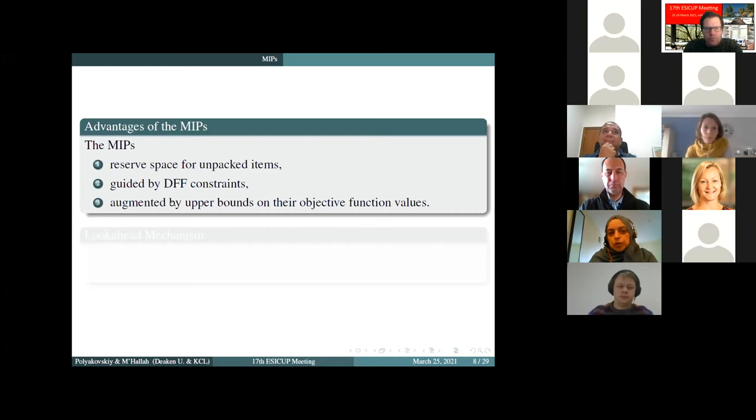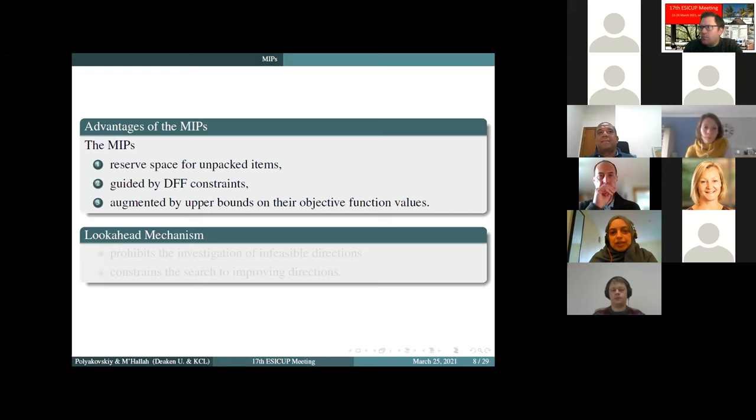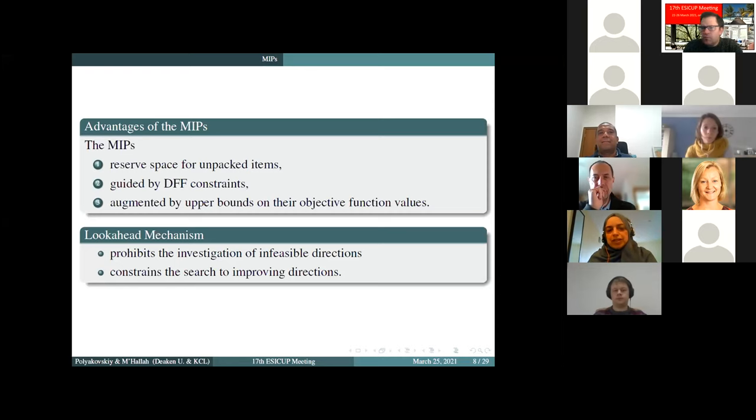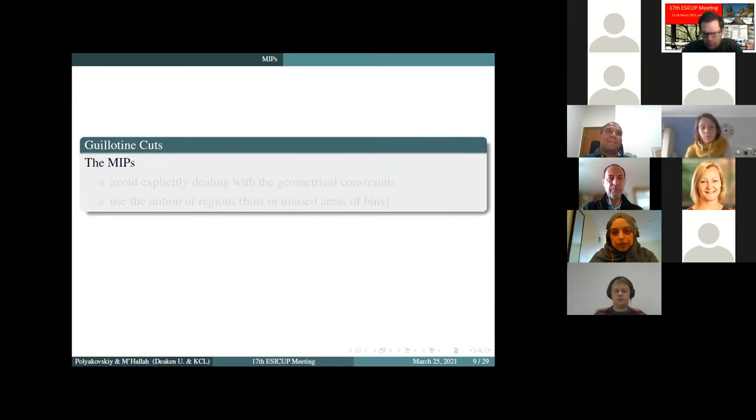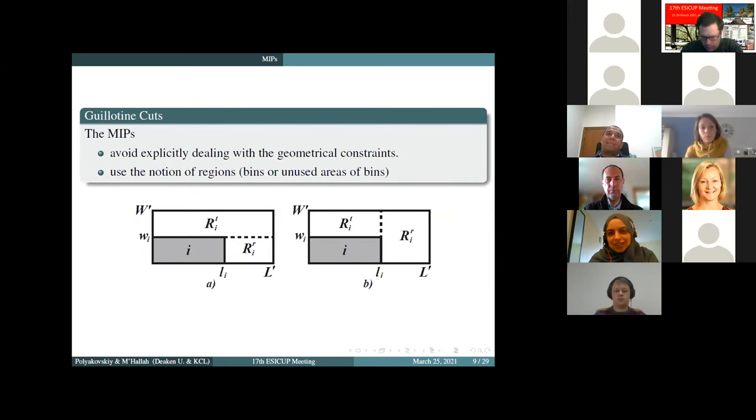And then we are going to also augment the models by upper bounds on the values of the objective function, so as to constrain the advancement into improving directions only. We are going to equip these MIPs with look-ahead mechanisms. These look-ahead mechanisms, as I said, constrain the search to improving directions and prohibit the investigation of infeasible directions. The nicest thing about our model is that it's going to avoid dealing with the geometrical constraints and it's going to use the notion of regions. So this goes in line with the work that Jose and Silva presented yesterday, even though independently from what we have done.